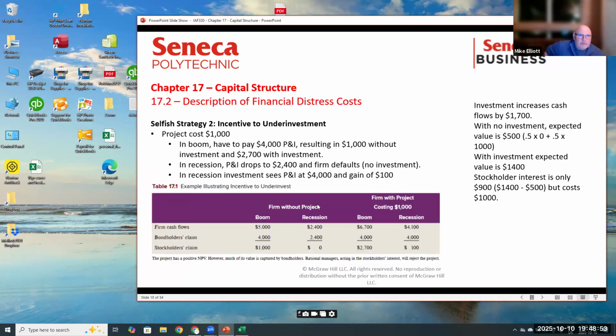Good example. We've got a project that costs $1,000. If we do not do the project, in the event of a boom, we have $5,000 cash flows. Bondholders' claims are $4,000, and that leaves $1,000 for stockholders. In the event of a recession, we get $2,400 in cash flows. We still owe the $4,000. We use all $2,400 to pay the $4,000, and there's nothing left for stockholders. Okay.